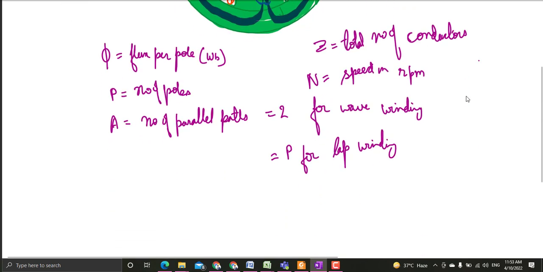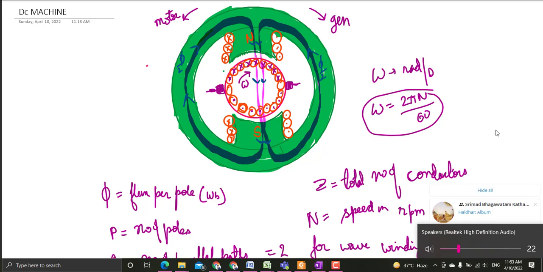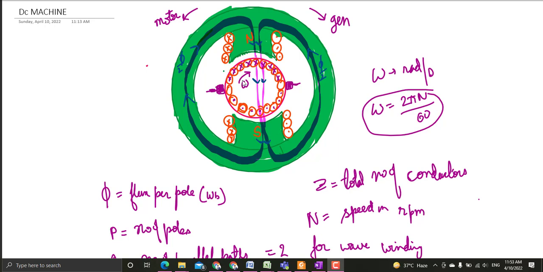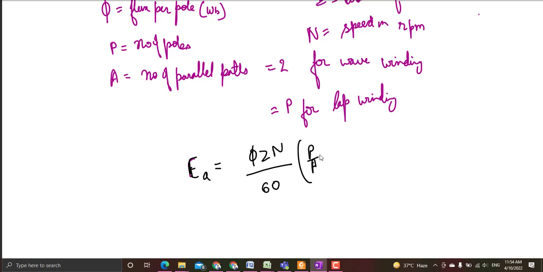Because of the cutting of the flux by the conductor, EMF is induced in the conductor, and that EMF we can write as: EMF generated EA is equal to phi into Z into N divided by 60 into P by A. P is the number of poles, A is the number of parallel paths.